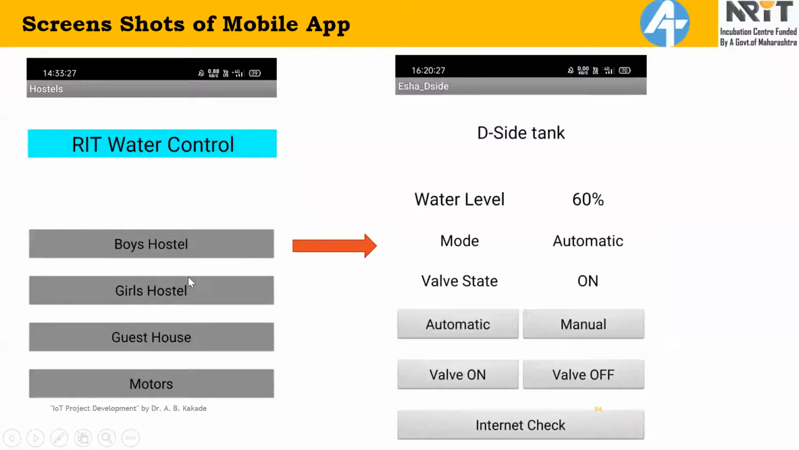If you touch on the boys hostel, another screen will open. Here we are showing the D side tank. Current water level is 60%. Mode of operation is automatic. Valve state is on. With the help of these touch buttons, you can put the system into manual mode. With the automatic button, you can bring the system back to automatic mode. You can also control the valve with the touch buttons, valve on, valve off, and you can also check internet connection availability.